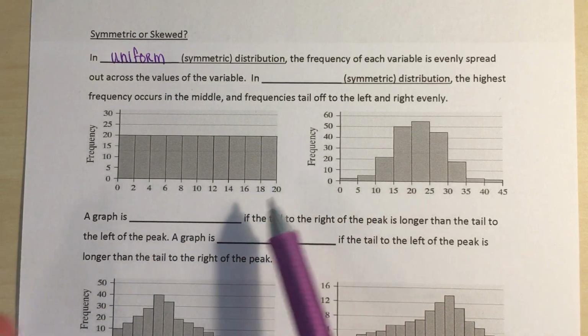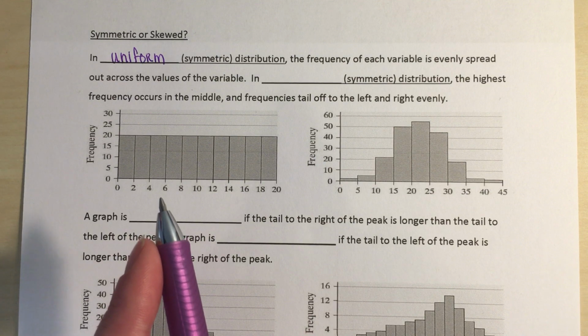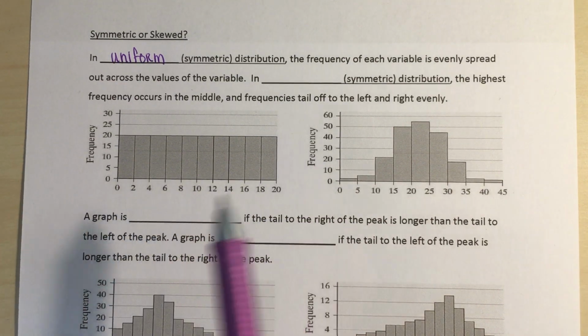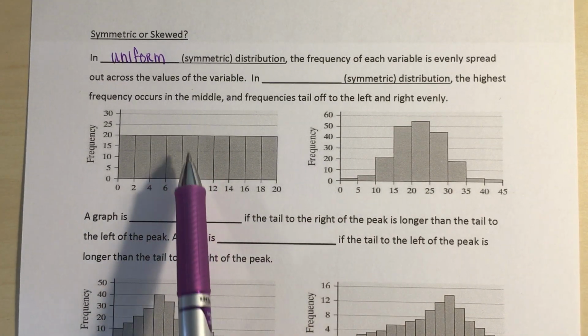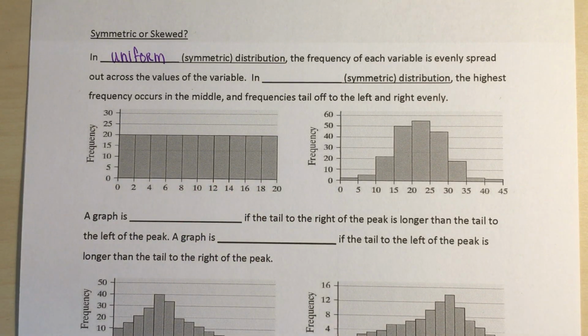Symmetric meaning if we folded this in half, if we took these two pieces and folded them together, we would get something that kind of lines up. They're mirror images of each other. If we split it down the middle, what we see going this way and what we see going that way from the middle are the same. So in a uniform distribution, the frequency of each value is evenly spread across the values in the variable.